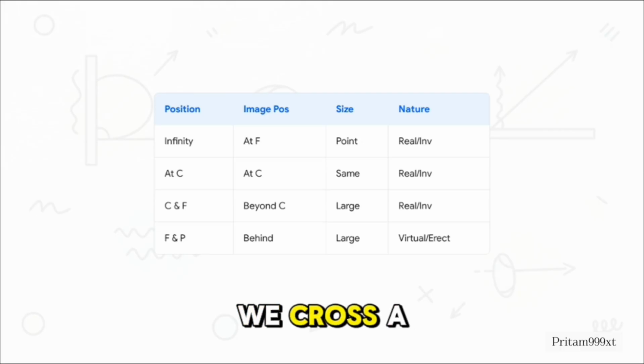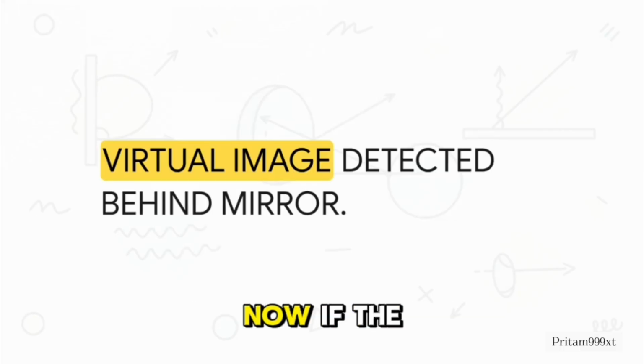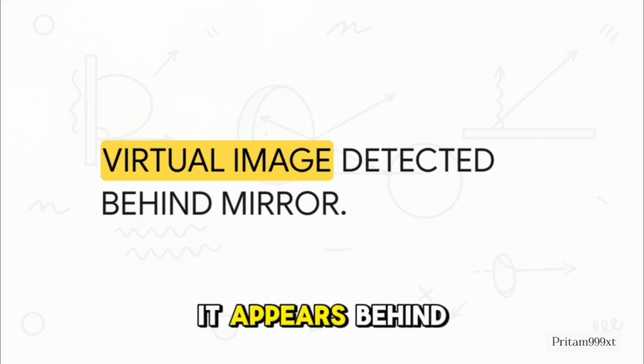That is, until we cross a critical threshold. Now, if the object is placed between the focus and the pole of a concave mirror, the image formed is virtual, erect, and magnified. It appears behind the mirror.